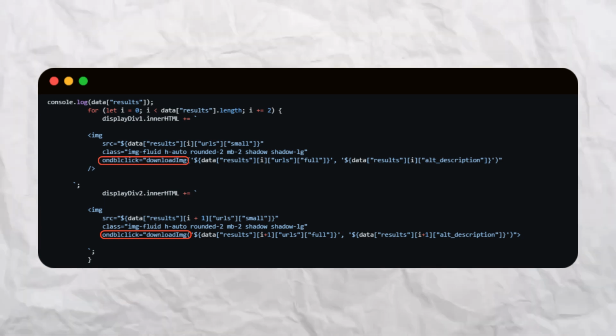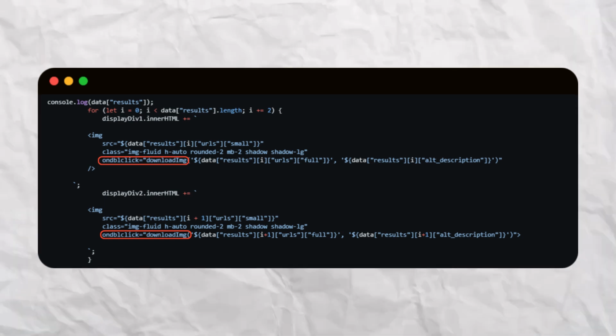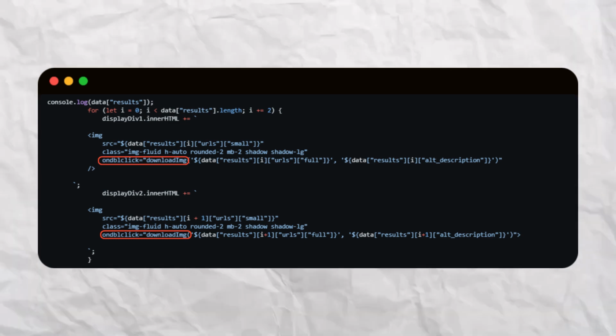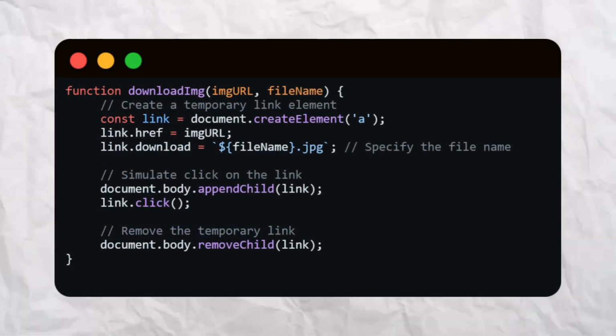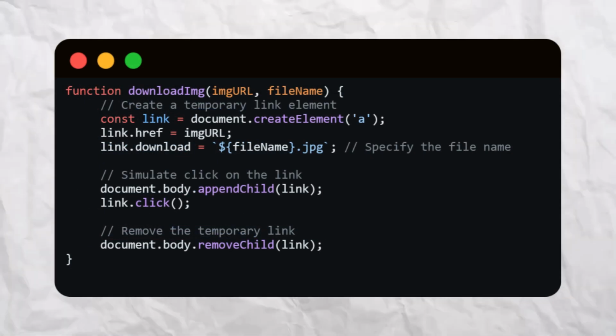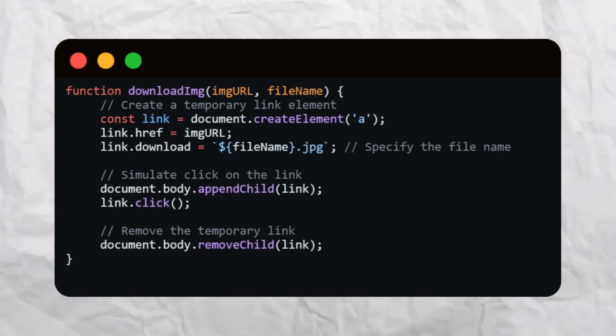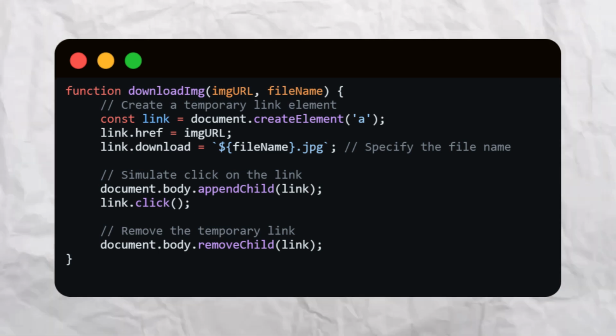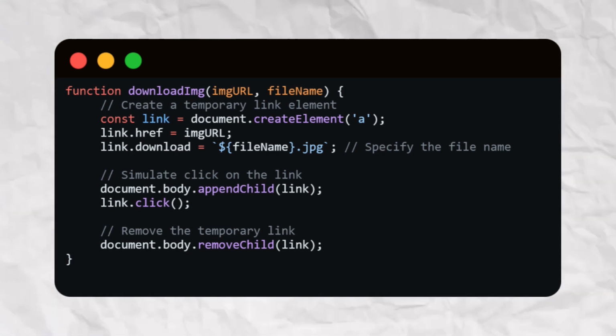Next part is the image downloading function that I have kept on double click for user convenience. So let's create that now. It will take two inputs, the image URL and the file name that has to be downloaded. It is going to create a temporary anchor tag where the hyperlink will be the given image URL. The download would be true and the file name will be the given file name.